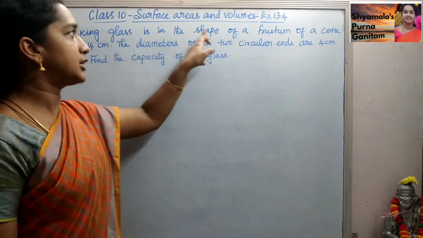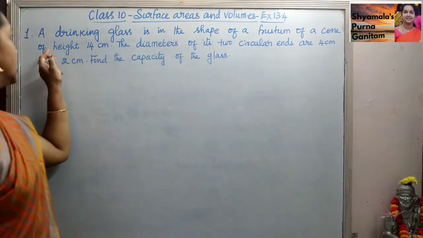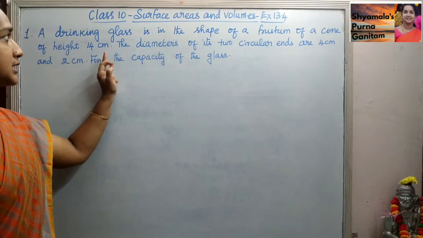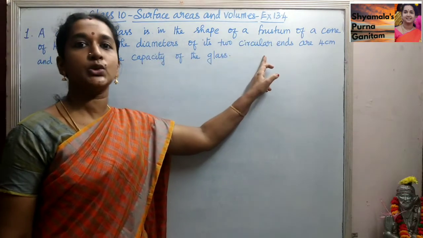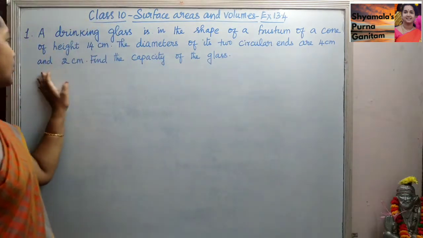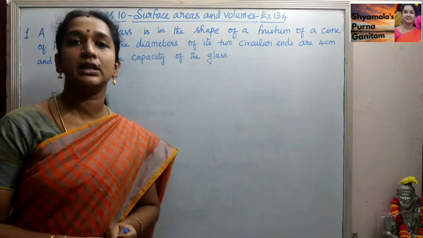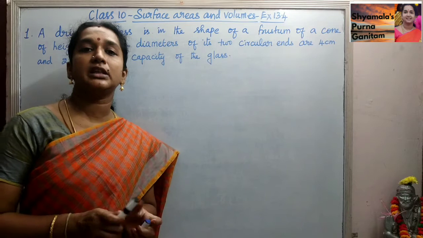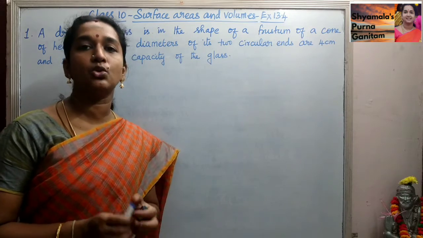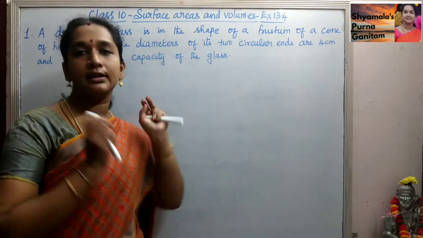A drinking glass is in the shape of a frustum of a cone of height 14 cm, diameters of its two circular ends are 4 cm and 2 cm. Find the capacity of the glass. So capacity of the glass is volume. We are asked to find the volume of the drinking glass.